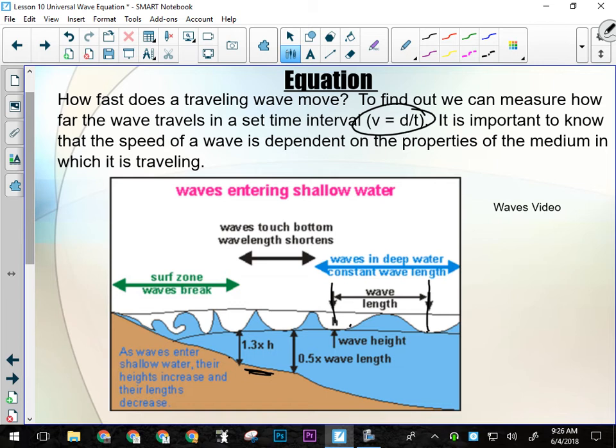Okay, so the speed of a wave is dependent on the properties of the medium in which it's traveling. Medium controls speed.